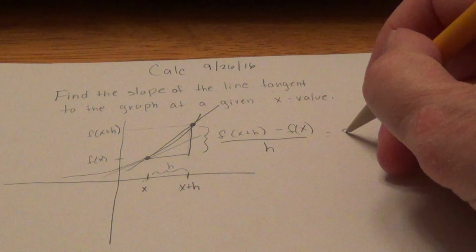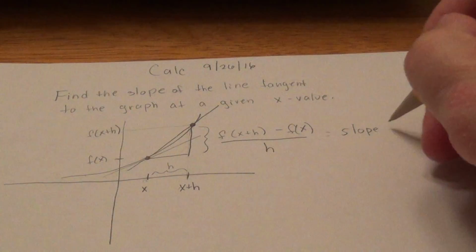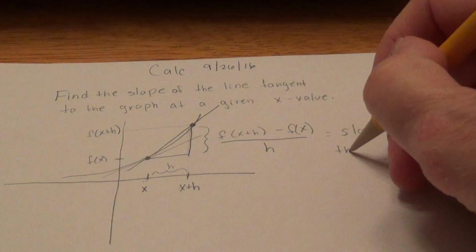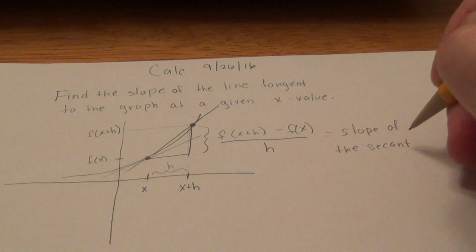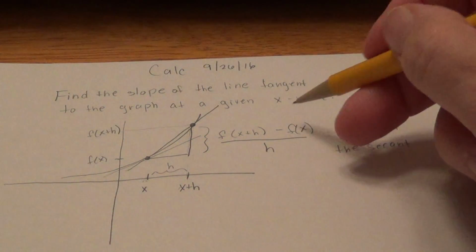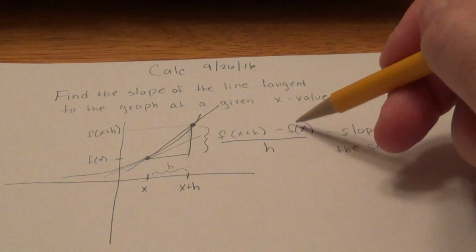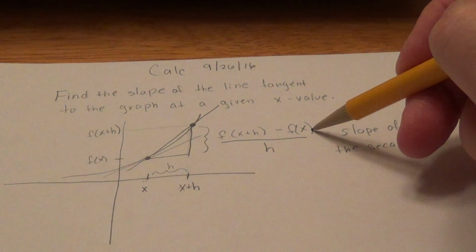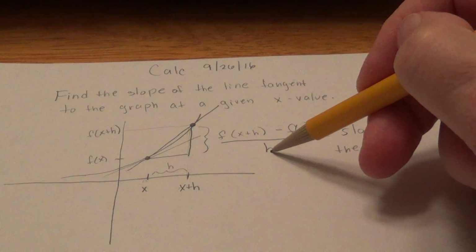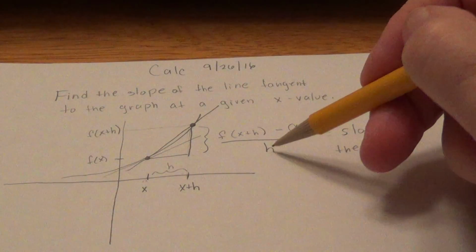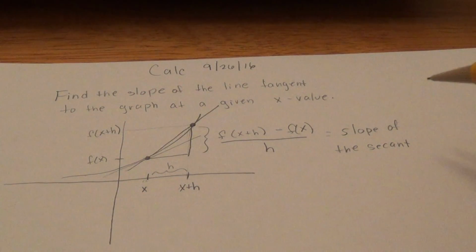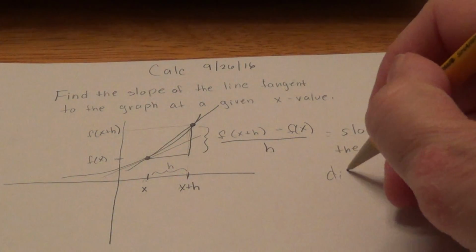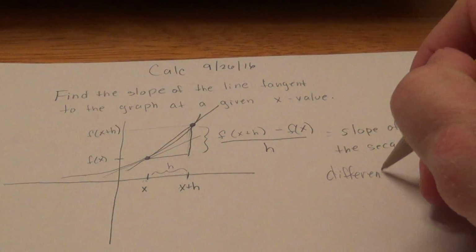So this is the slope of the secant: f of x plus h minus f of x, divided by h. This is the blank blank. Do you recall what that's called? It is called the difference quotient.